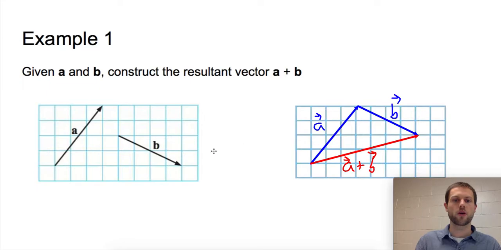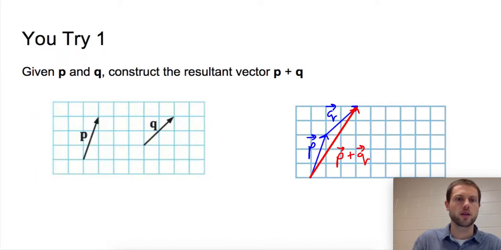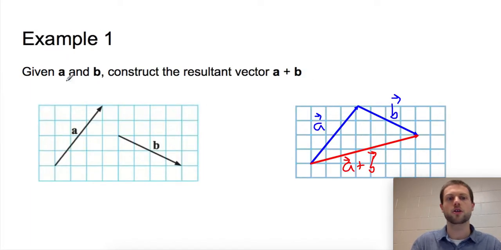So pretty straightforward. Again, take a look at how far you go over in the x and how far you go in the y direction. And as long as you draw your vectors tip to tail, the resultant is from the beginning to the end of my string of vectors. So in this next UTry, you're going to have a UTry example. Why don't you give that problem a try, and then resume the video when you're ready to see the answer.